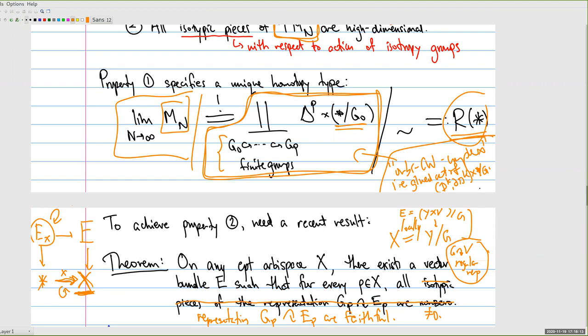Okay. Yeah. Okay. Yeah. I mean, that's, yeah. Can I simply say because G_P fixes P, so the action on E also fixes the fiber?